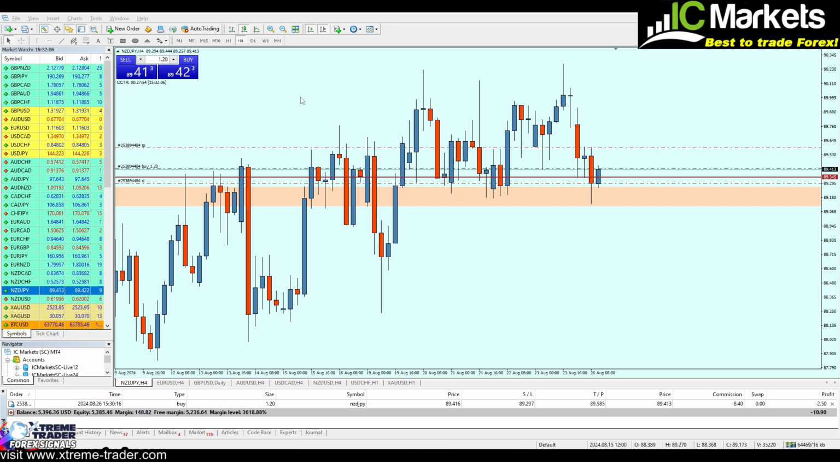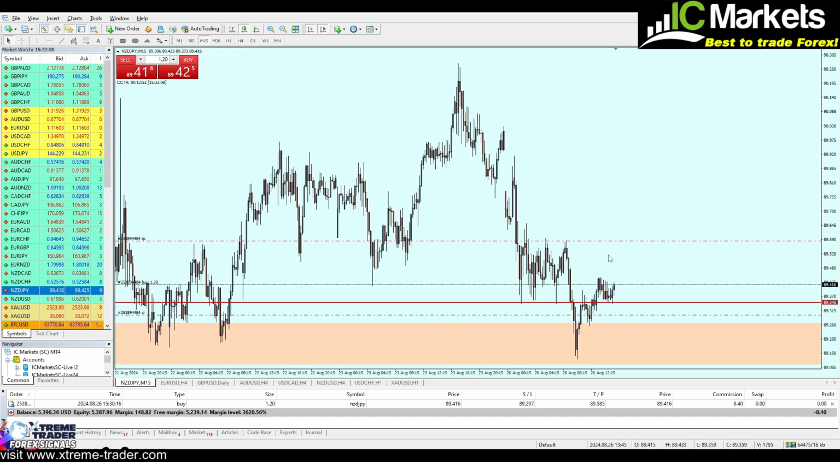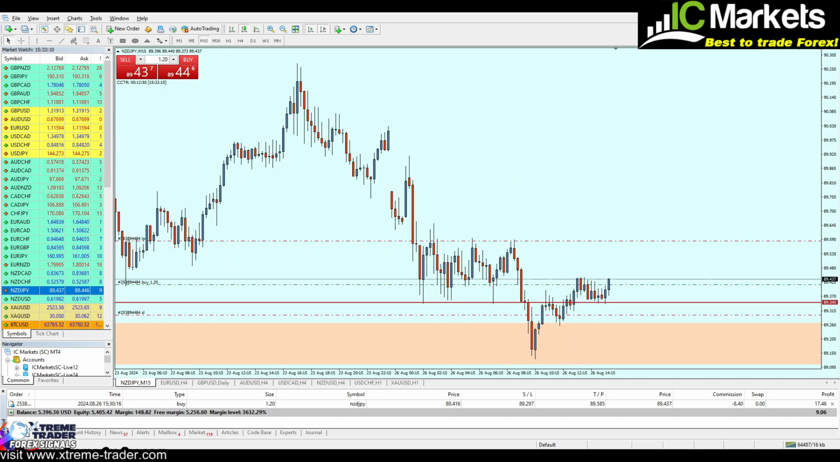Now, by moving to the 15 minute time frame, we can notice something. Exactly. Look at that. We're running in profits already. Okay, I'm so happy with the profits. Right now, we can see that we had here a real level of support.